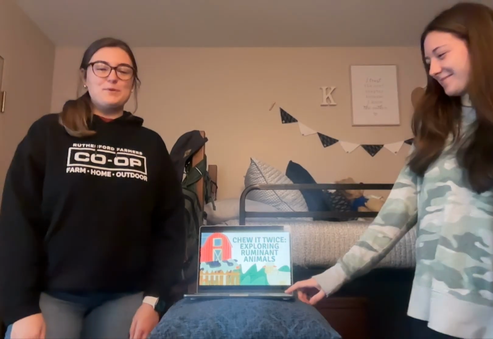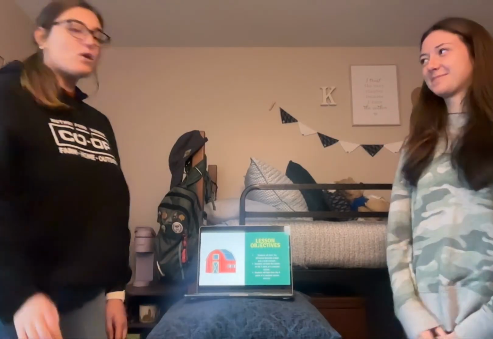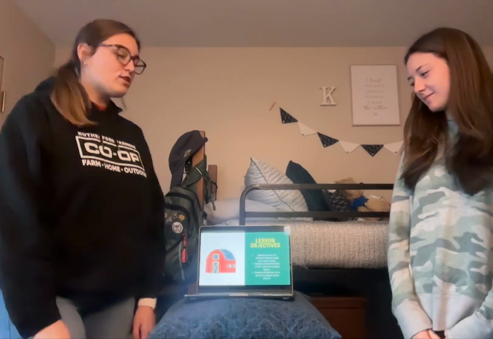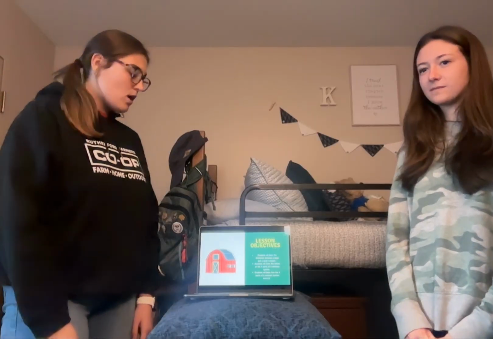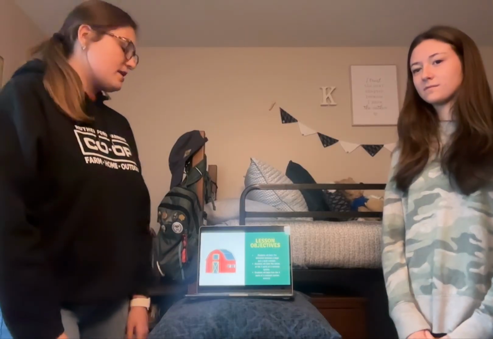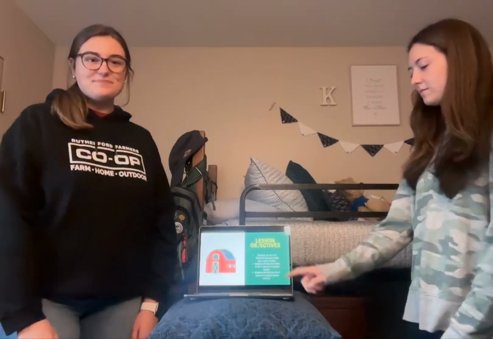Exploring ruminant animals. So our learning objectives today are: students will learn the difference between a large and a small ruminant, students will learn the names of the 4 parts of a ruminant system, and students will learn how those 4 parts of a ruminant system interact with each other.